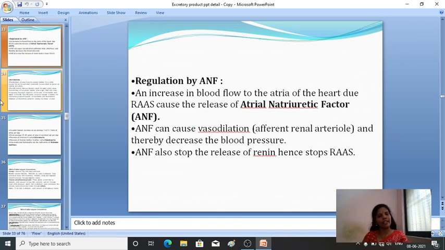Next, the regulation by ANF, that is atrial natriuretic factor. An increase in blood flow to the atria or the auricles of the heart, mainly due to the RAAS, causes the release of ANF, that is atrial natriuretic factor. Okay, what will it do? It generally causes vasodilation of the afferent renal arteries, and thereby decreases the blood pressure. Vasodilation happens and blood pressure decreases. Then it also stops the release of renin and hence stops the RAAS.